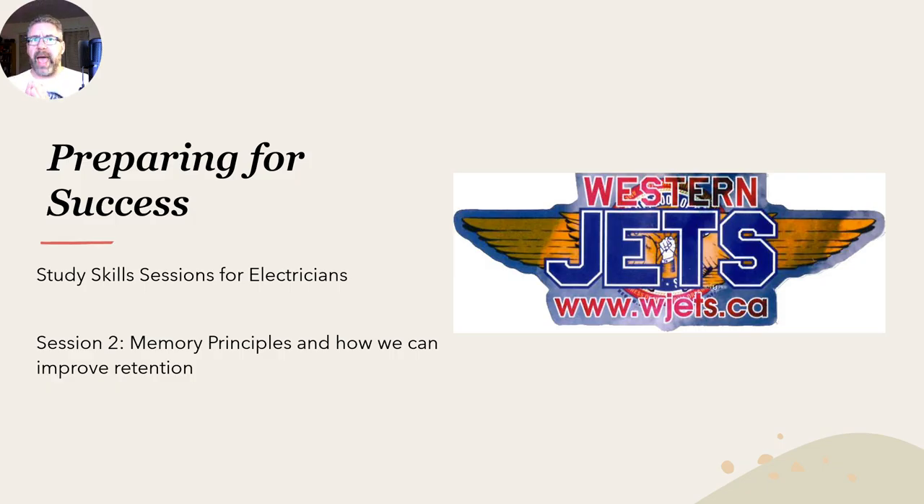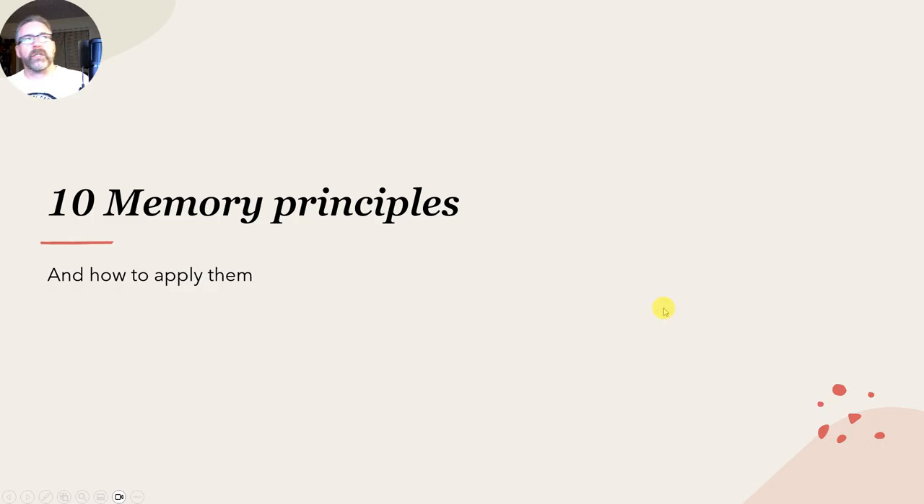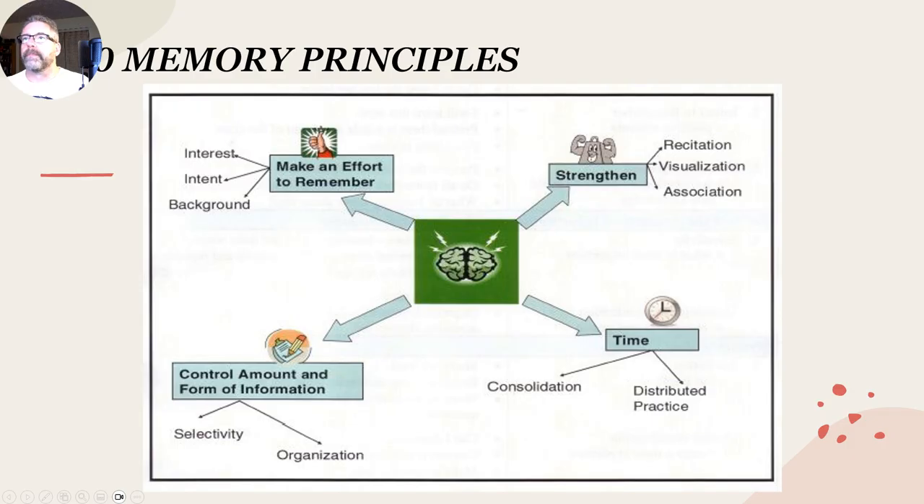Remembering that the active portion of the learning is what we need to sort of get to. Okay, so memory principles and how to apply them. If we take a look at these four things, in the big picture, we're going to take a look at making an effort. Making an effort to learn is one of our biggest things.